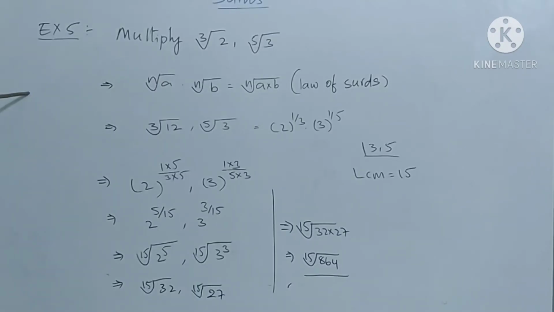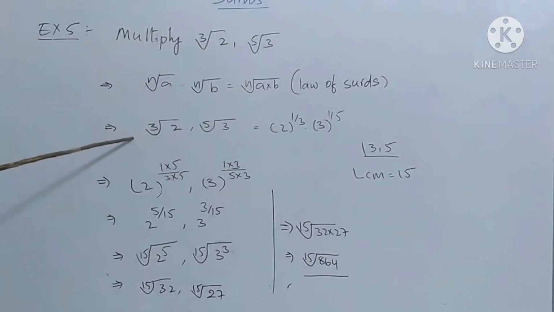This is example 5. Multiply the cube root of 2 and the 5th root of 3. Here the order is different. This is the 3rd root, this is the 5th root. So how do we multiply these two terms? From the law of surds, nth root of a into nth root of b is equal to nth root of a into b. Here the order is different, 3rd order and 5th order, so we have to equate these two orders.